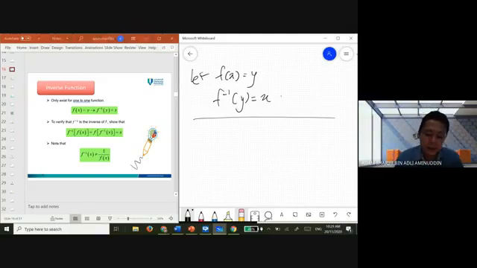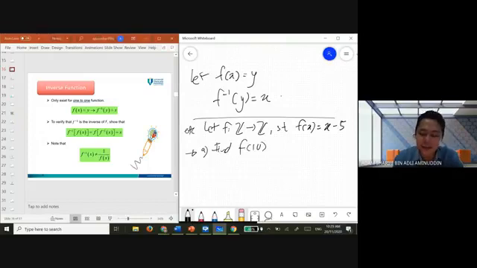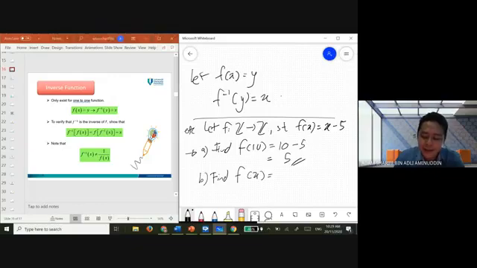Contoh, let f be defined from integer to integer such that fx equals to x minus 5. Kalau saya tanya find f10, oh ini semua senyum. Senang je ni. So jawapan dia mestilah 5. Okay. Inverse function, kalau saya tanya fx sama dengan 25. Berapakah x?